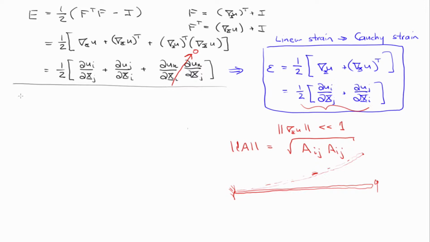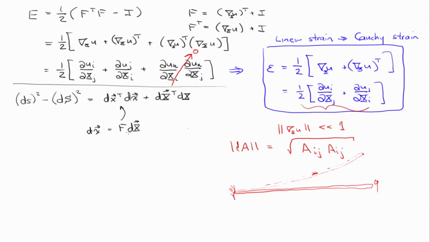If you remember, when we defined the Green strain, we defined strain itself as the change in squared distance, which we showed was dx transpose dx plus dX transpose dX. Then we used the definition of the deformation gradient and substituted that in, so that we could get everything in terms of big X, dX. That's how we came up with the Green strain.